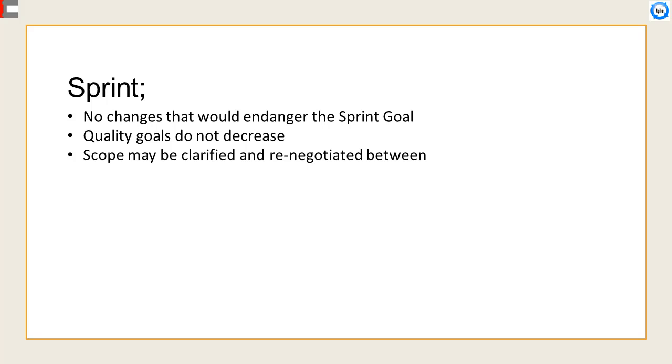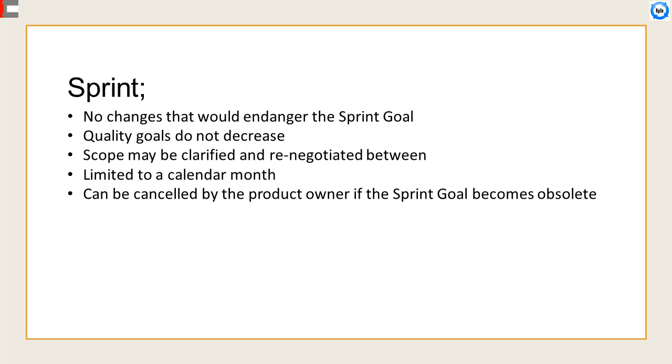Quality goals do not decrease, and scope may be clarified and renegotiated between the product owner and development team as more is learned. Each sprint may be considered a project with no more than a 1-month horizon. Like projects, sprints are used to accomplish something. Each sprint has a definition of what is to be built, a design and flexible plan that will guide building it, the work, and the resultant product.